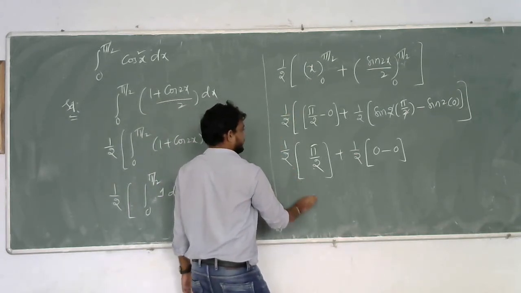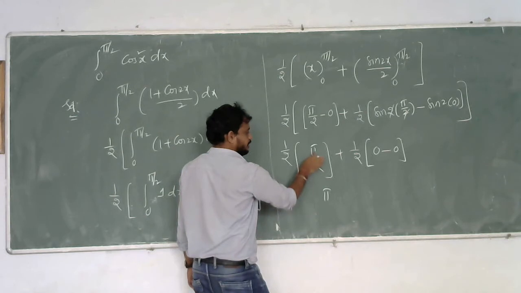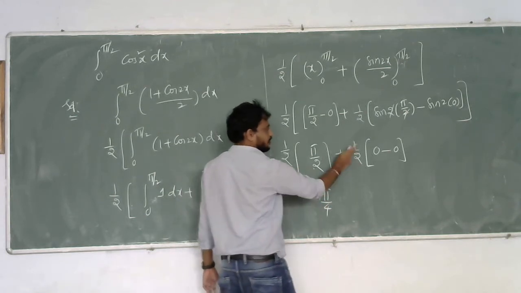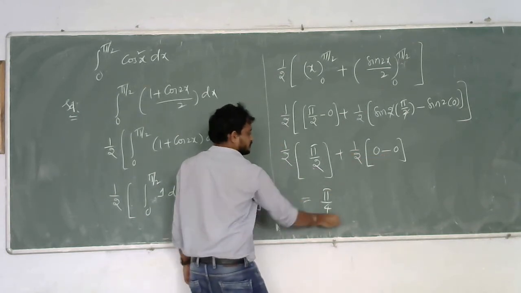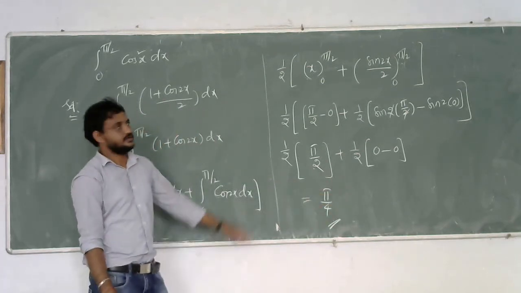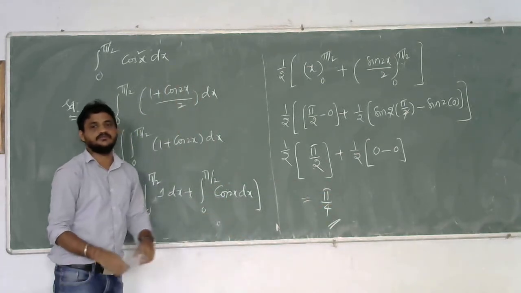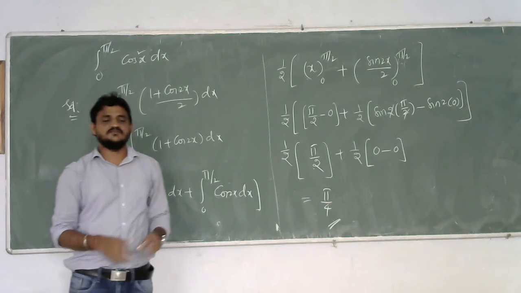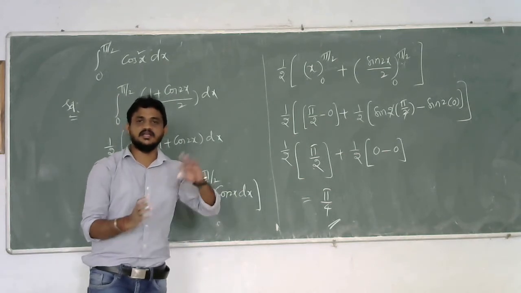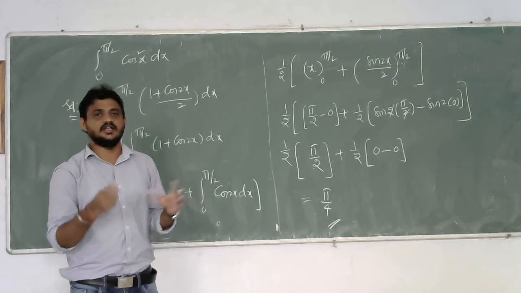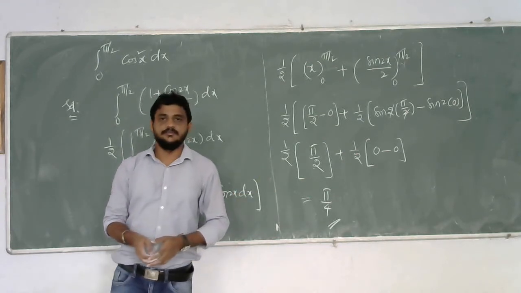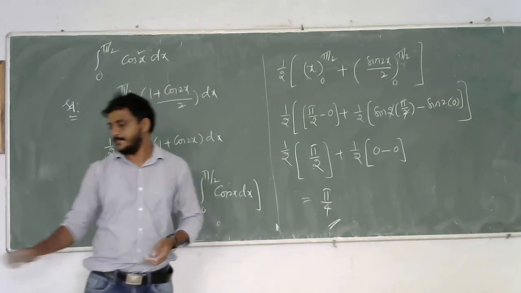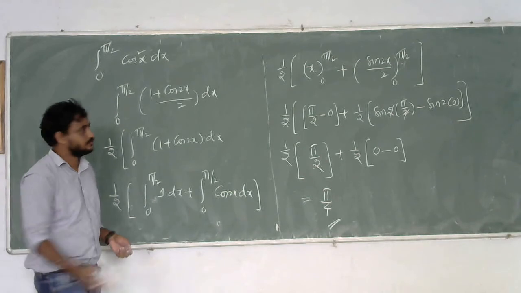Now here 1 by 2 into pi by 2 is pi by 4, and 1 by 2 into 0 is 0. So the integral of the given function is what? Pi by 4. Okay. We are just integrating the function like unit 1 problems, then we are applying the limits. That's it. Okay, let's see one more problem.